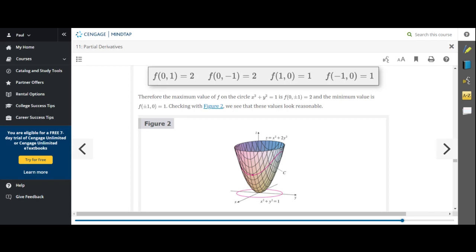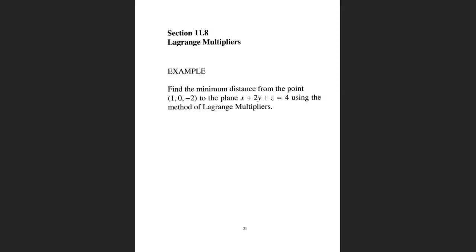All right. Let me give you a moment to copy this example down.